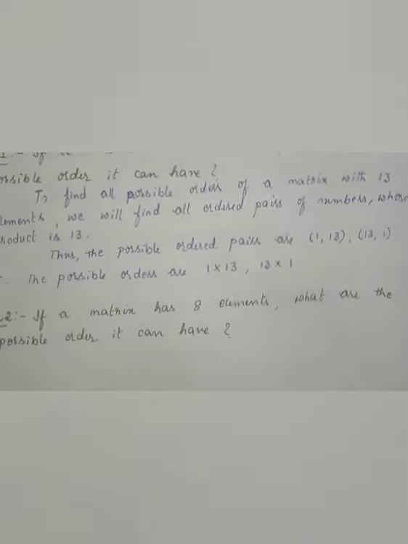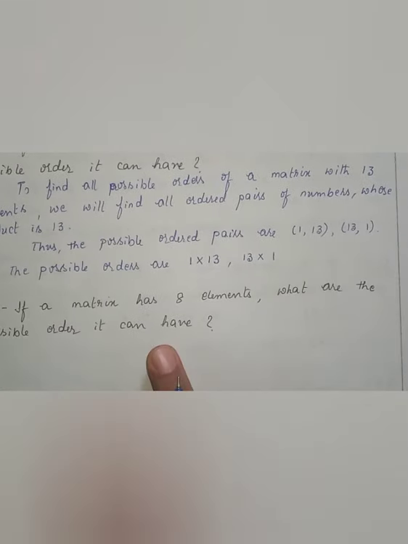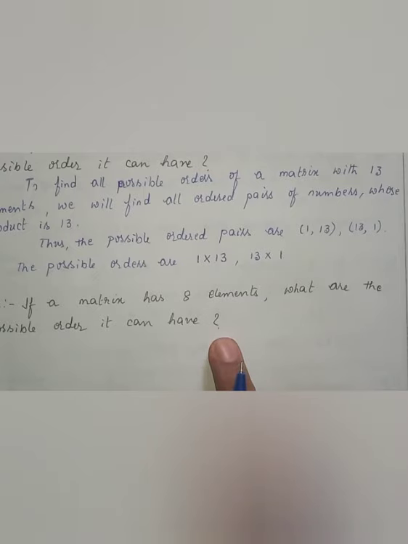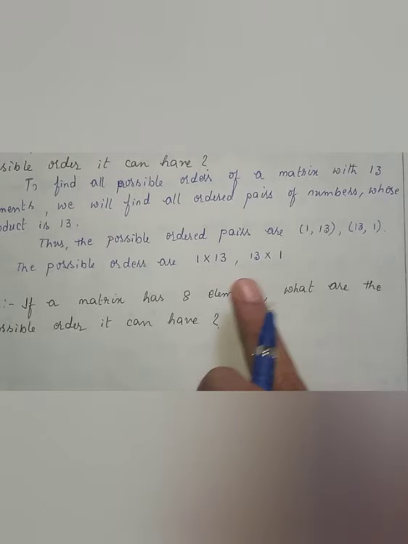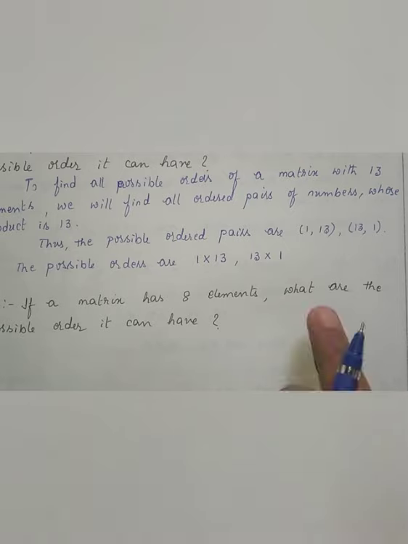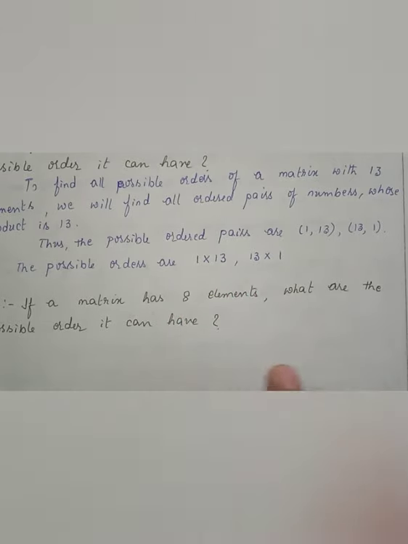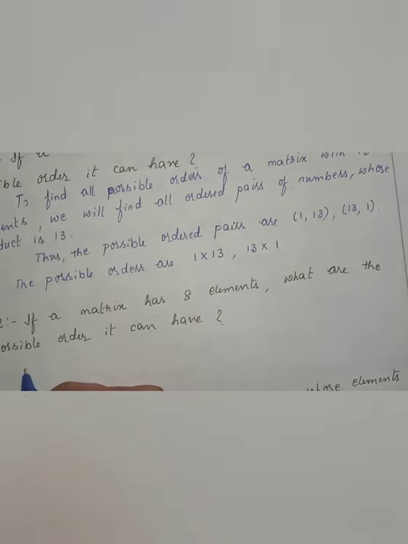Next, take one more example. If a matrix has 8 elements, 8 is not a prime number, so we can get more than 2 ordered pairs. Let's see. What are the possible orders it can have? Since 8 is not a prime number, we find all the ordered pairs of numbers whose product is equal to 8 here. So what are the possible orders now?